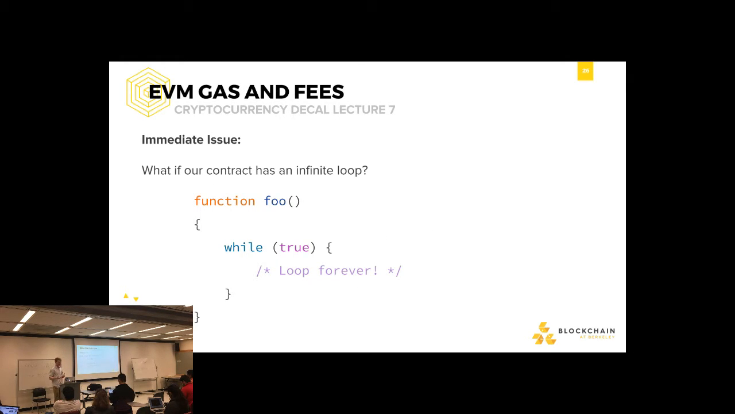So one immediate question that might pop into your head is, what if that contract has an infinite loop? If you think about it, all of a sudden this contract is pushed onto the Ethereum network. Someone calls the function foo, for example, and now every single node sees this transaction, starts executing foo, and then they execute foo forever. They're stuck in an infinite loop. That seems like a pretty obvious flaw.